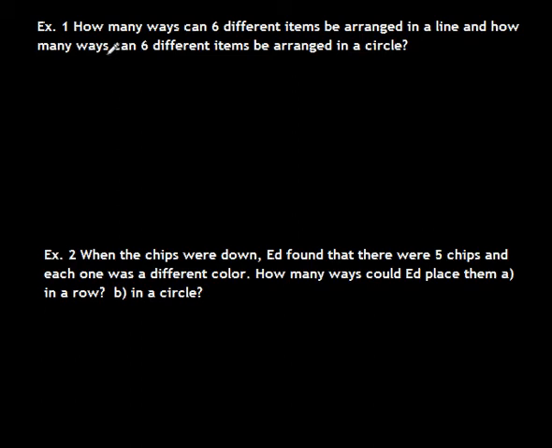So here's 2 quick examples. How many different ways can 6 items be arranged in a line? How many ways can 6 different items be arranged in a circle? So we know if it's in a line, it's just going to be 6 factorial. Just put that in your calculator. 6 factorial is 720. How many ways can 6 different items be arranged in a circle? That's just going to be 6 minus 1. There's going to be less combinations. So that would be 5 factorial, which is 120. Easy as that. Let's do one more.